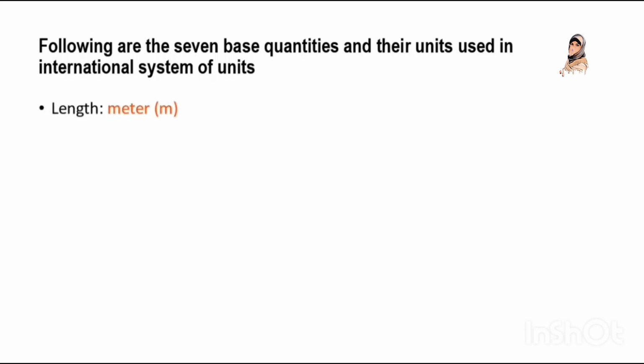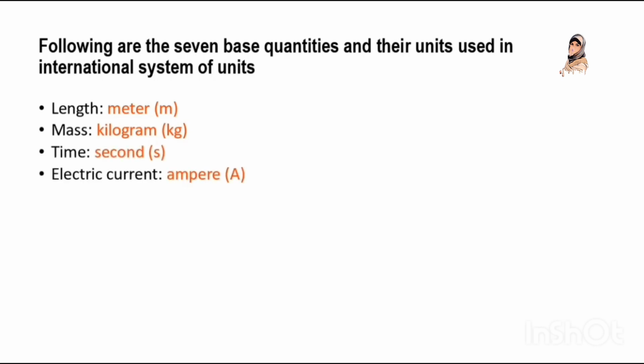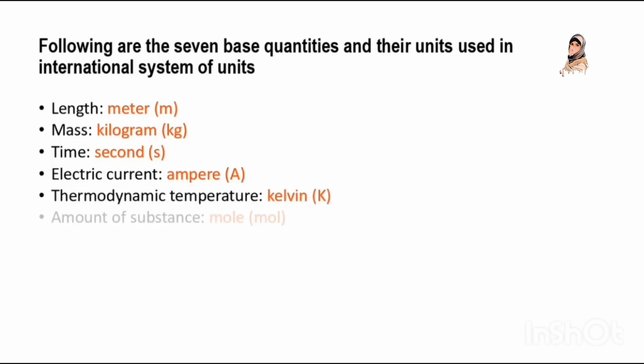Number 1 is length and its unit is meter. Second one is mass and its unit is kilogram. Third one is time, its unit is second. Fourth one is electric current, its unit is ampere. Fifth one is thermodynamic temperature, its unit is Kelvin. Sixth is amount of substance, its unit is mole. And the last one is luminous intensity, its unit is candela.